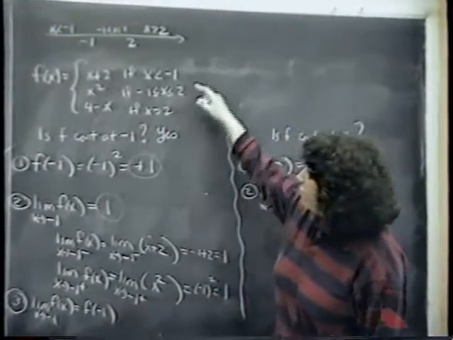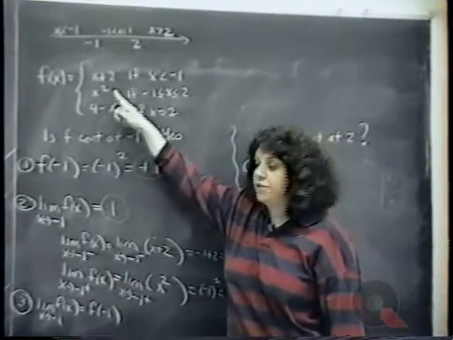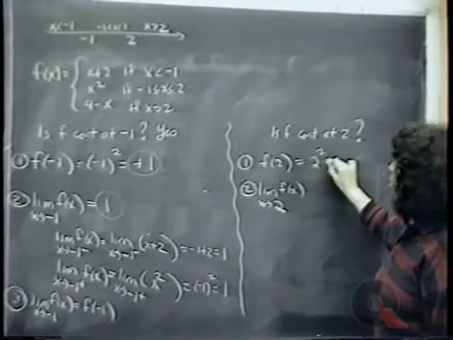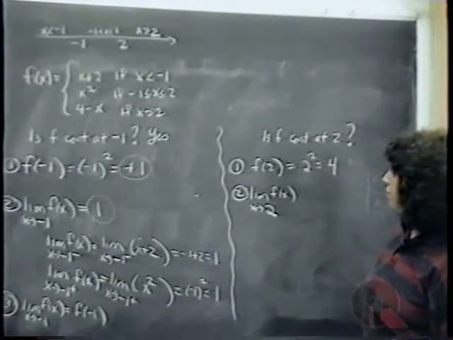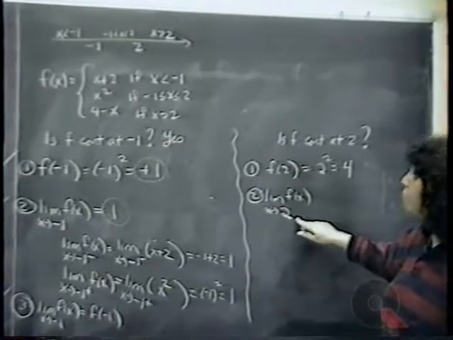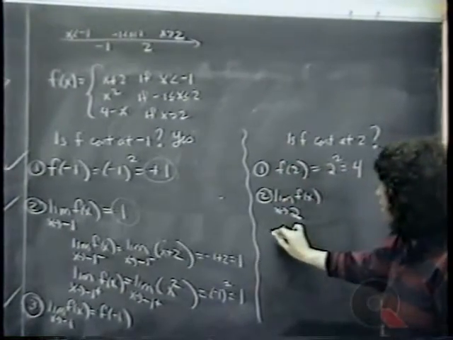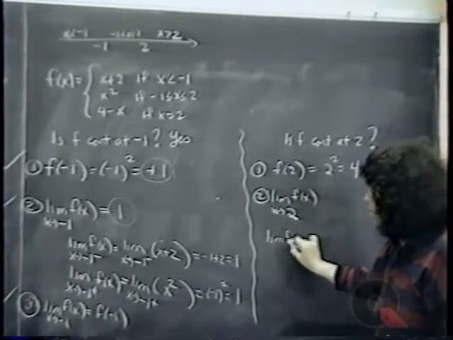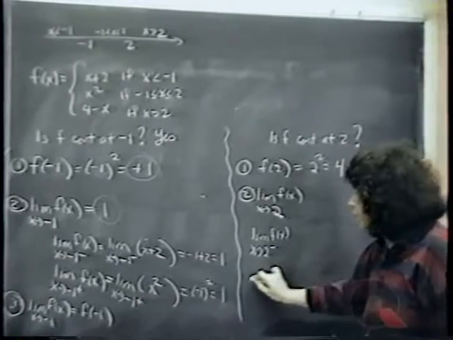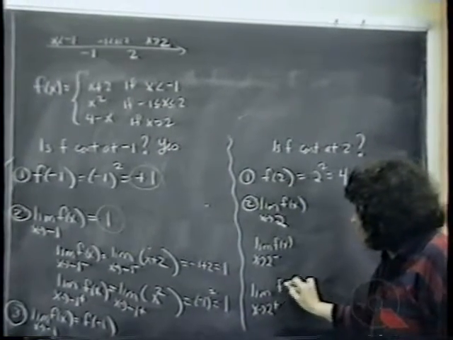To find f of 2, we look to the part of the function that has the equal to, and we see f of x is x squared, so f of 2 is 2 squared, or 4. In order to determine the limit of f of x as x approaches 2, because it is a split function, and there is this break at 2, we will have to look at the limit of f of x as x approaches 2 from the left, and the limit as x approaches 2 from the right.